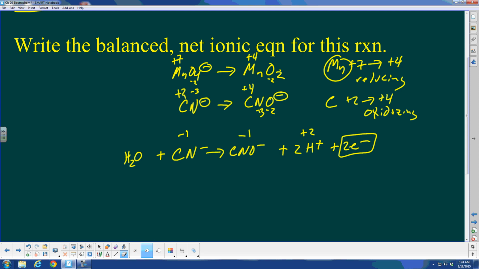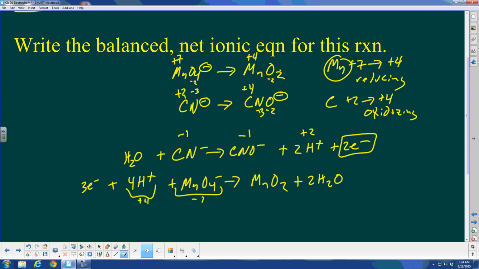And then let's look at my permanganate, MnO4 minus going to MnO2. My manganeses are balanced. It looks to me I need to add 2 waters here, which means I have to add what? 4 H pluses. And what do I have over here? I have a minus 1 and a plus 4, so I think I need 3 electrons. Let's make sure: this is a plus 4 and this is a minus 1, so it's a plus 3, and I have no charge on the right, so that's a minus 3. Good.